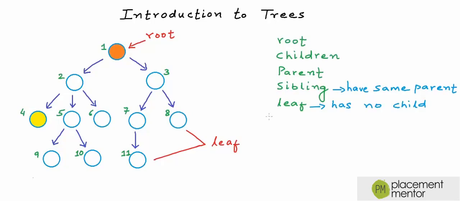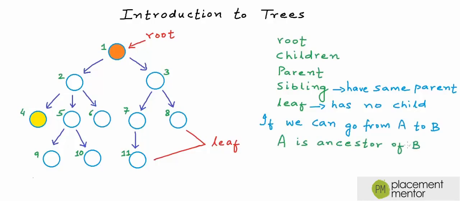In general, if we can go from node A to B walking through the links, and remember these links are not bidirectional, we have a link from 1 to 2, so we can go from 1 to 2, but we cannot go from 2 to 1. When we are walking the tree, we can walk in only one direction. So if we can go from node A to node B, then A can be called ancestor of B, and B can be called descendant of A. Let's pick up this node number 10. 1, 2, and 5 are all ancestors of 10, and 10 is a descendant of all of these nodes. We can walk from any of these nodes to 10.